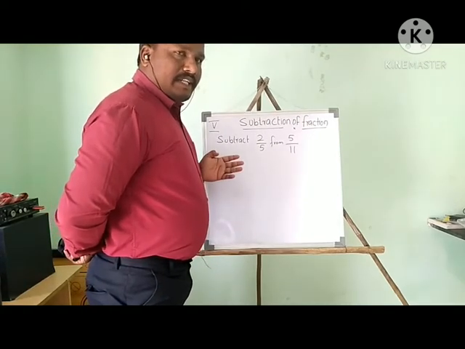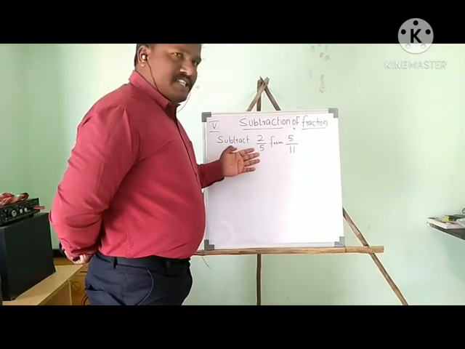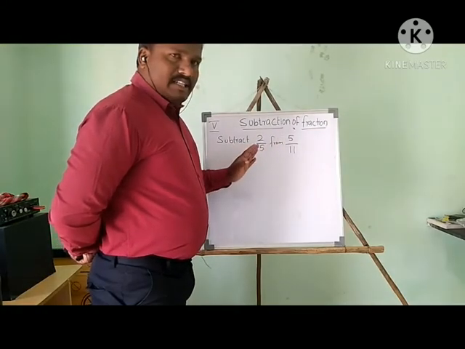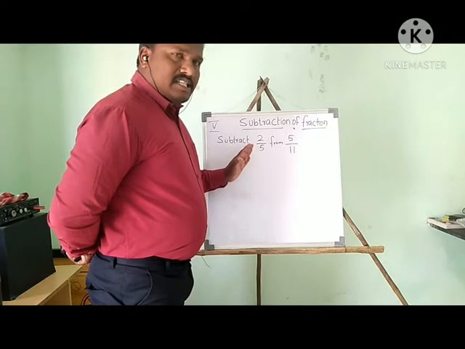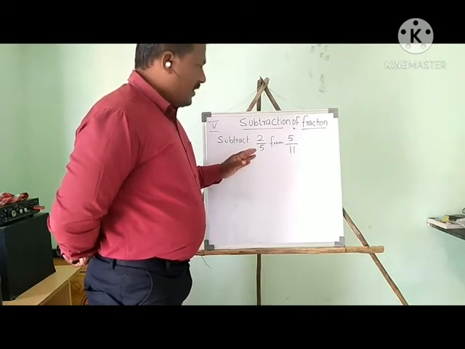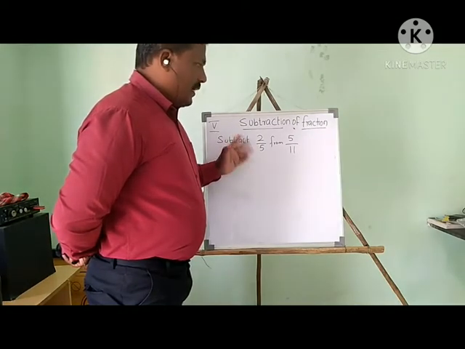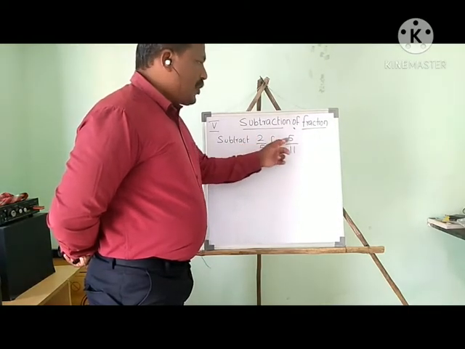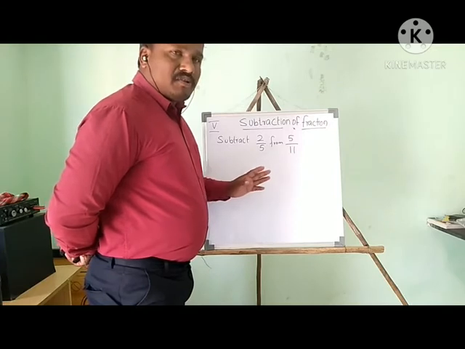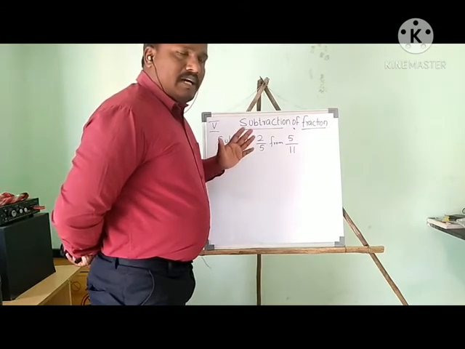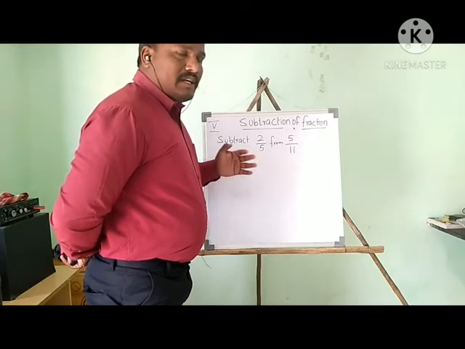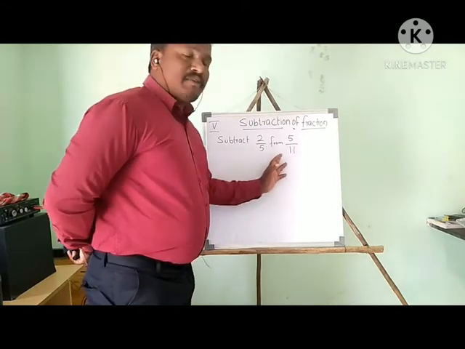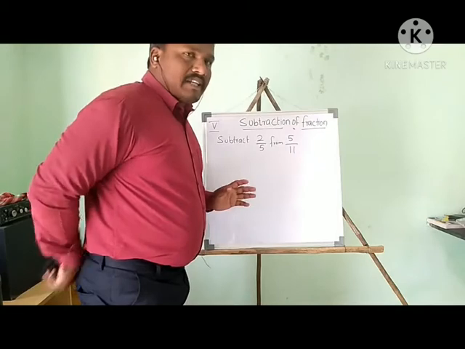Now we take another example. If you see these fractions, 2 upon 5 and 5 upon 11, if you check, is this a like fraction or an unlike fraction? Okay, this is an unlike fraction. This is not a like fraction because the numerator is not the same, and the denominator is also not the same. So this is the normal method. We are going to find the LCM, then we have to convert all the denominators to be the same. Then finally we subtract.